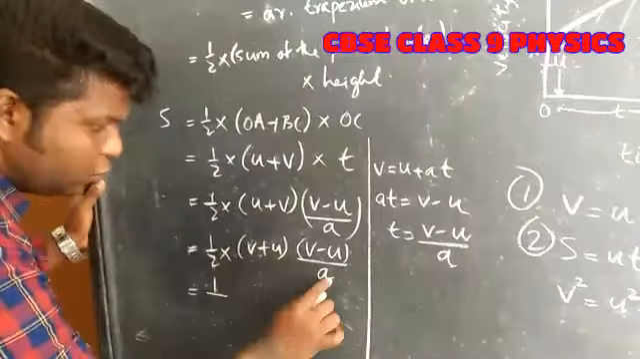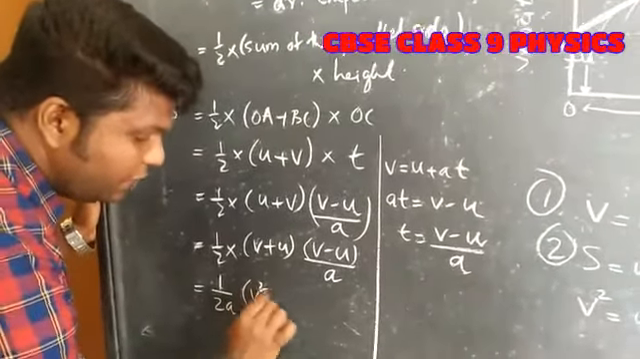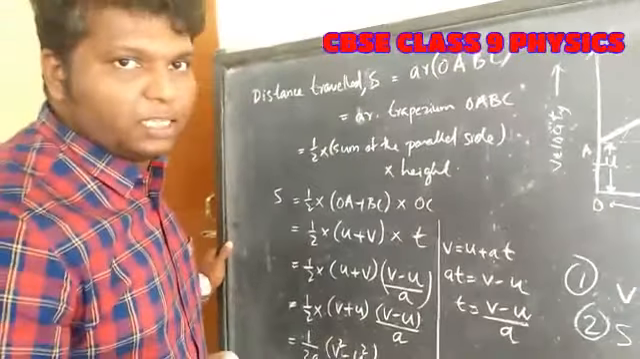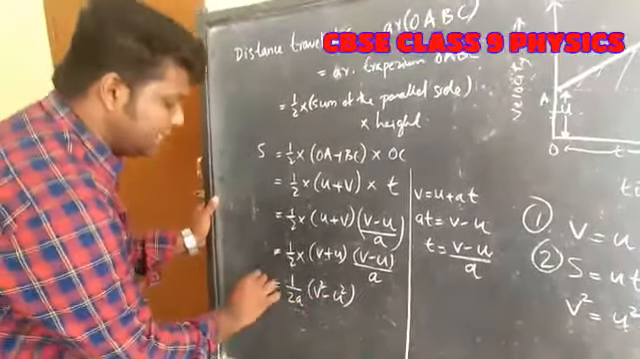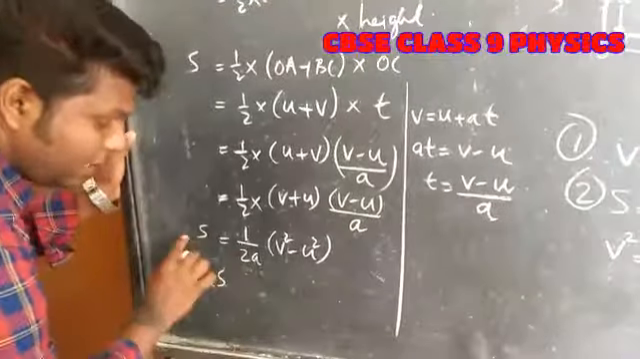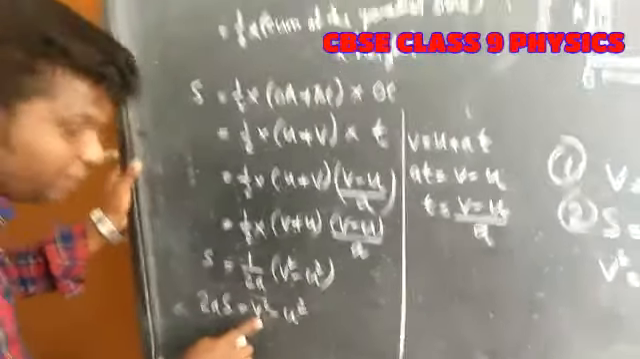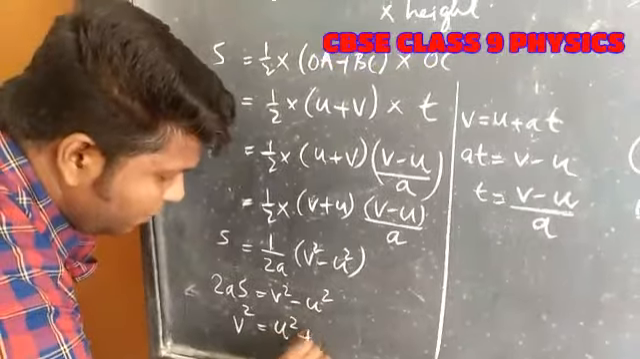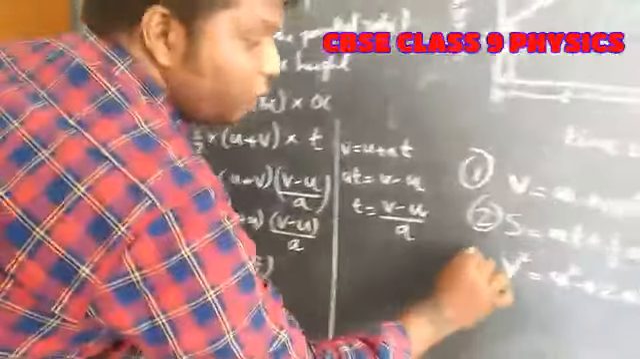That's equal to 1 by 2A, bringing the A together, into U plus V into V minus U. That is V square minus U square, by the identity formula: A plus B into A minus B is A square minus B square. Similarly, V plus U into V minus U we can write as V square minus U square. If you cross multiply, the 2A comes here: 2AS is equal to V square minus U square. Or if you want the equation for V square, we can write V square is equal to U square plus 2AS. This is the third equation of motion.